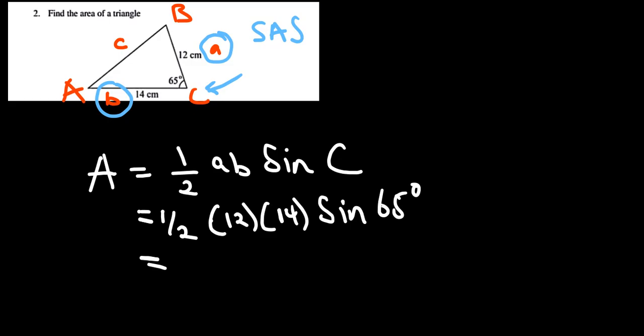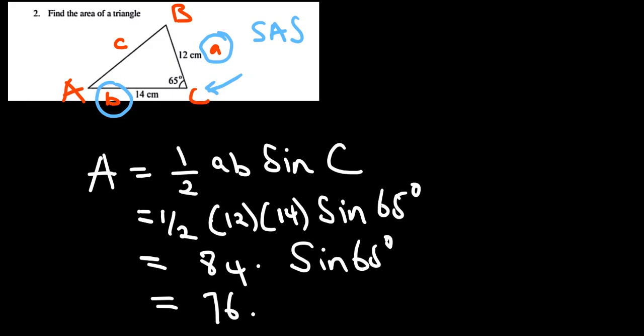Let's punch it in. We have half multiplied by 12 multiplied by 14. I'm going to get 84, and then multiplied by sine 65 degrees. So punch this into your calculator: 84 multiplied by sine 65. I'm getting 76.129851. You can round this off to 2 decimal places.